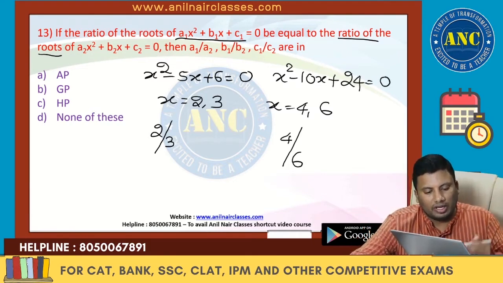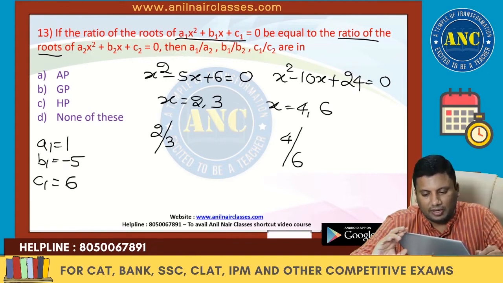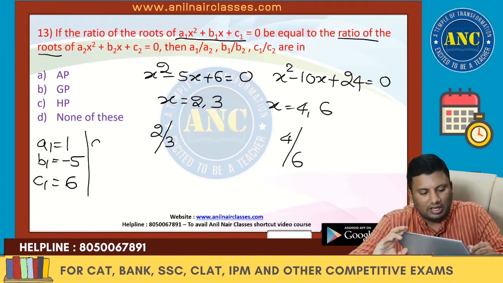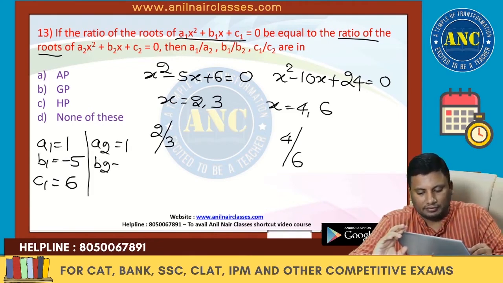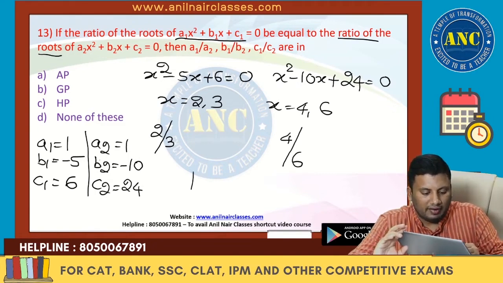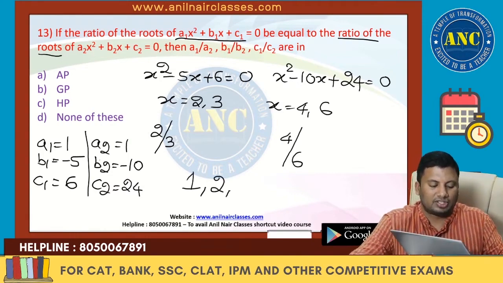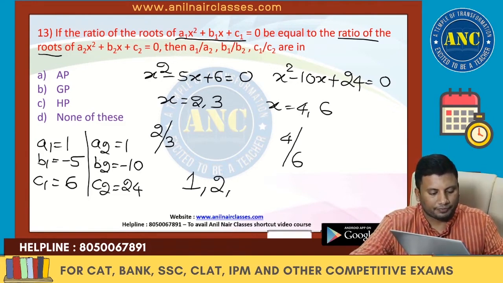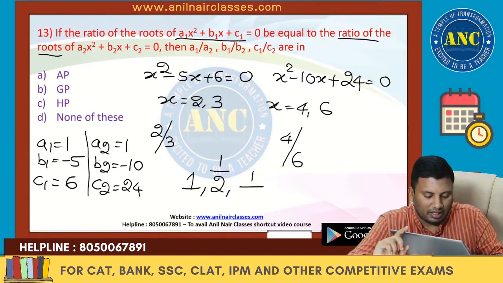Two variables, two equations. So a1 is 1, b1 is minus 5, c1 is 6. Next, a2 is 1, b2 is minus 10, c2 is 24. a1 by a2 is 1 by 1. b1 by b2 is minus 5 by minus 10, which is 1 by 2. c1 by c2 is 1 by 4.